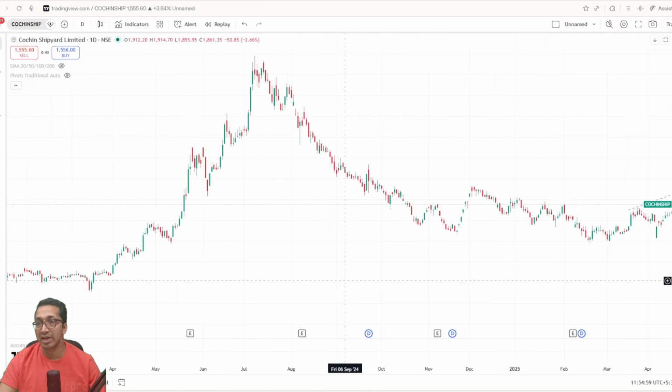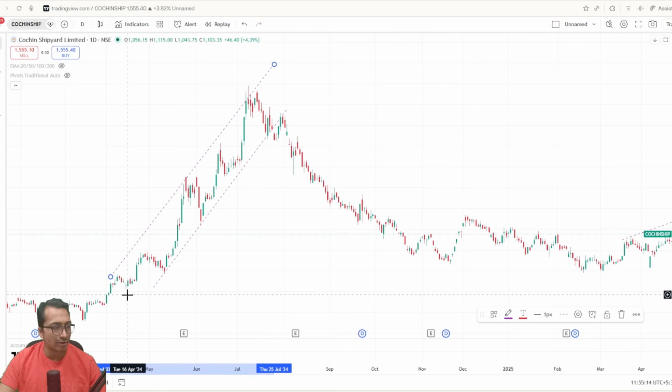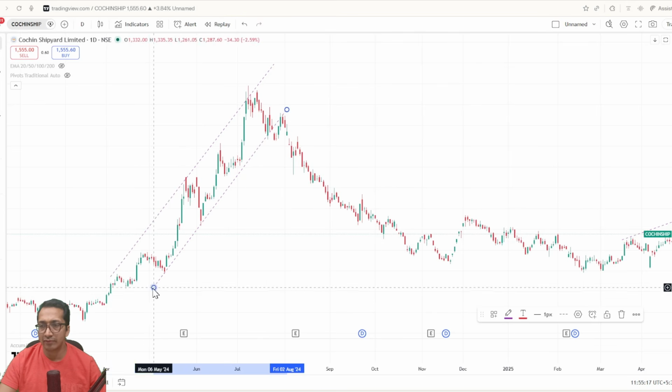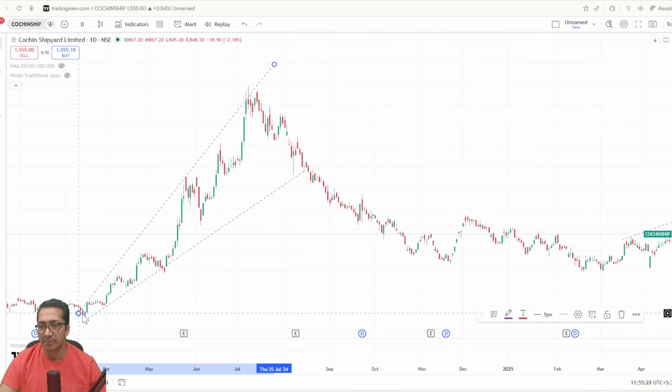Another channel would be a rising channel. So here if you look at the graph, look here, and then if you look here, this is a rising channel, and when this channel breaks down, then we will see that there is lots of opportunity. But again, you can see if I just extend it, this is a better channel to create.